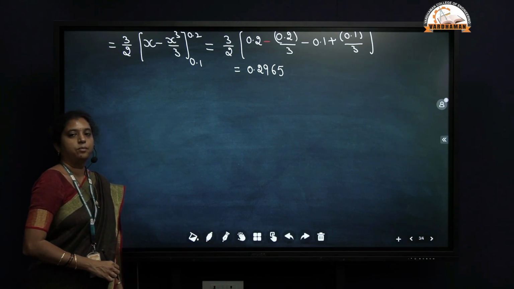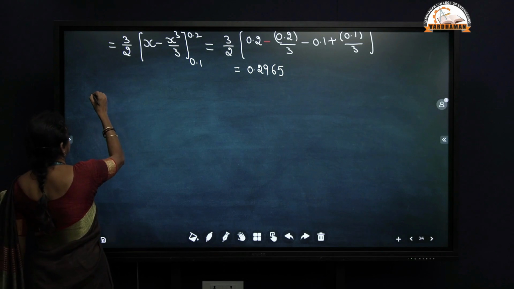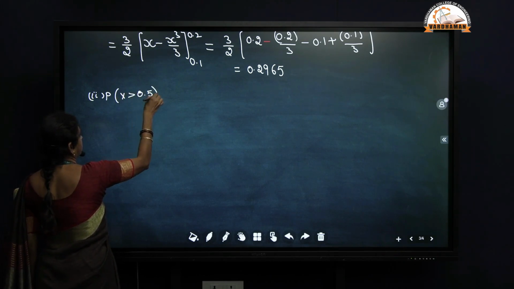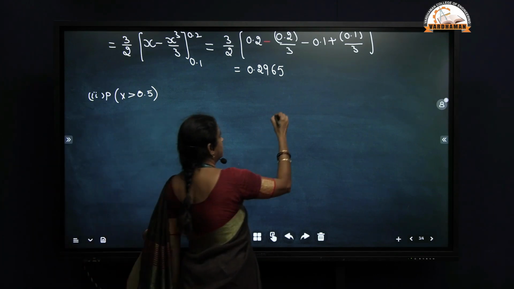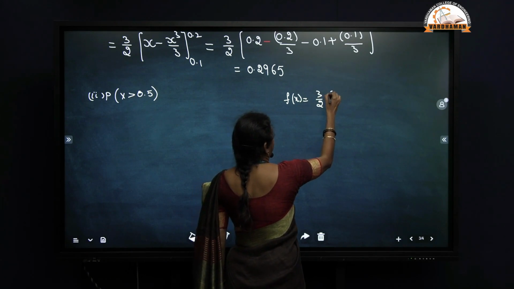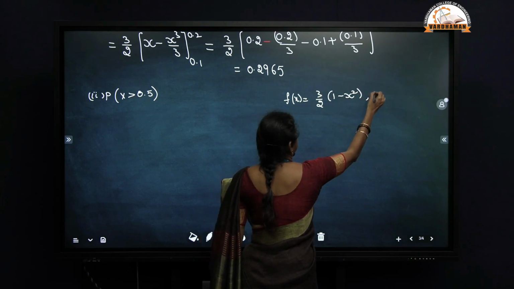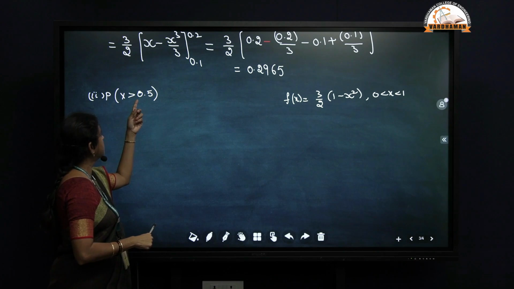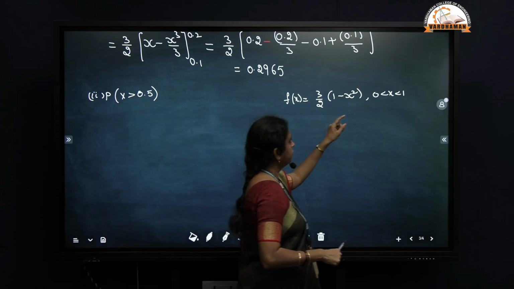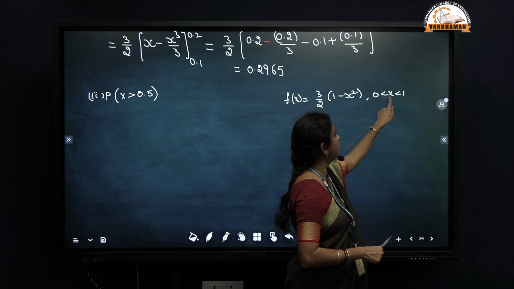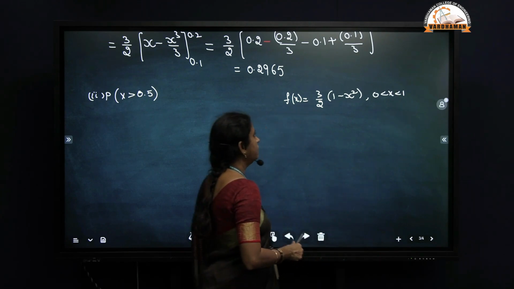Now, we will find the probability value greater than 0.5. And we know that the function is defined as f of x is equal to 3 by 2 of 1 minus x square for 0 less than x less than 1. So now we have to find out from 0.5 to infinity. If you see the given interval 0 to 1, then the value of x will lie between 0.5 to 1 and the remaining range goes to infinity.